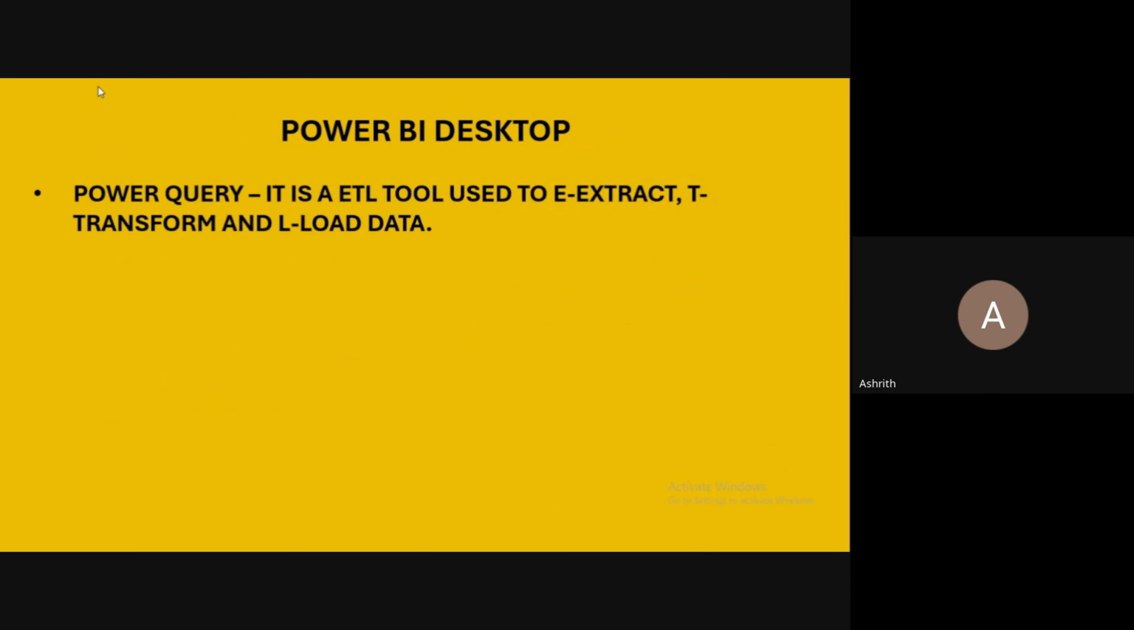Power BI Desktop contains three main components. The first one is Power Query. Power Query is an ETL tool. The name suggests everything: ETL. E is for extract, T is for transform, and L is for load data. So using Power Query, you extract data.